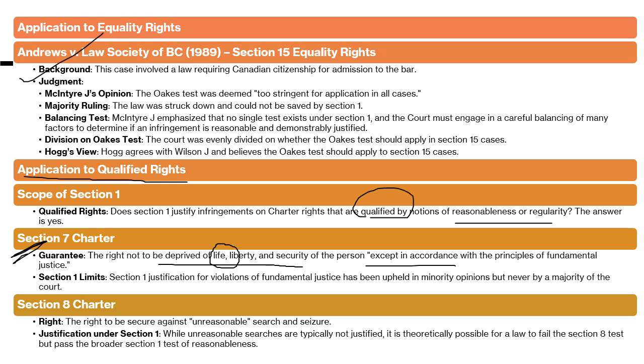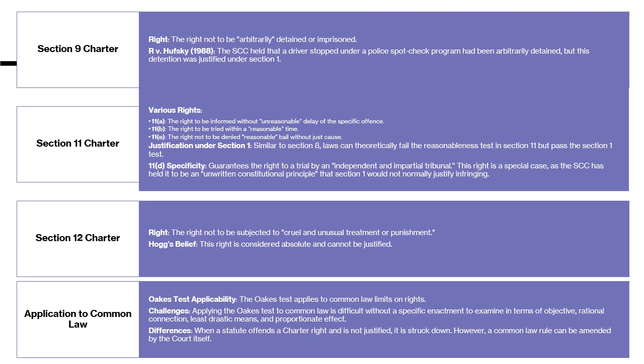Then section 8, the right to be secure against unreasonable search and seizure. So while unreasonable searches are typically not justified, it is theoretically possible for a law to fail the section 8 test but pass the broader section 1 test of reasonableness.